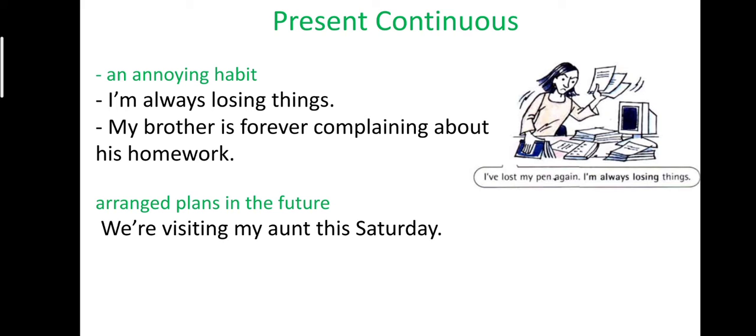And the present continuous is also used with arranged plans in the future. So the present continuous is used in the future with arranged plans, things that you intend to do in the future. For example, we're visiting my aunt this Saturday.